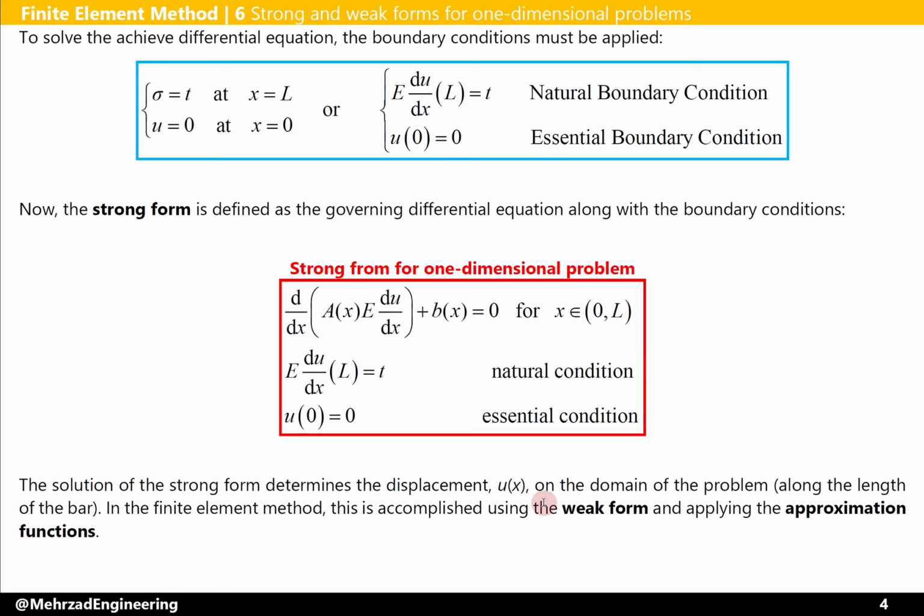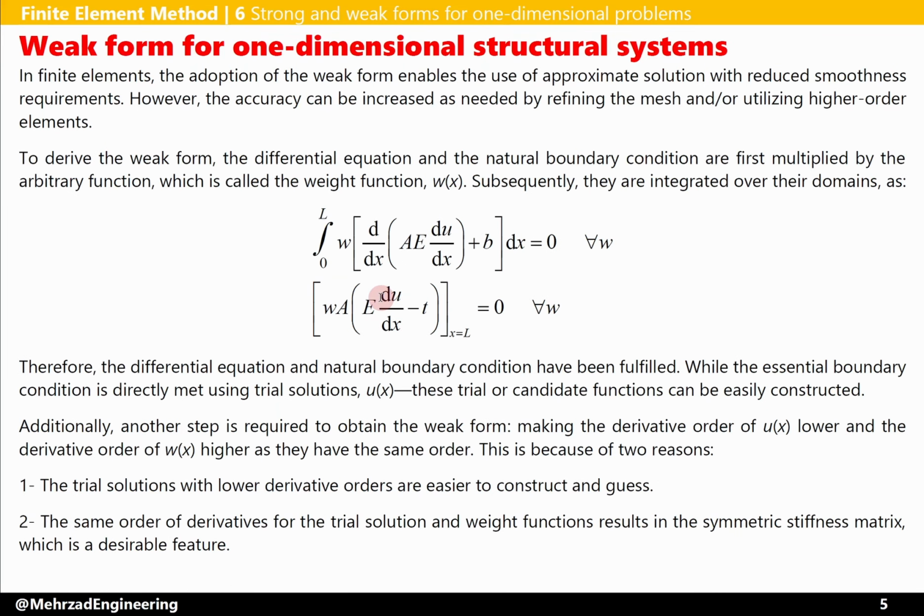here along the length of the bar. However, in the finite element method, this is accomplished using the weak form and applying the approximation function. Now I want to derive the weak form for a one-dimensional structural system. But before that, it's worth mentioning that in finite elements, the adoption of the weak form enables us to use an approximate solution for the problem. However, the precision of the solution can be increased as needed by refining the mesh or utilizing higher order elements.